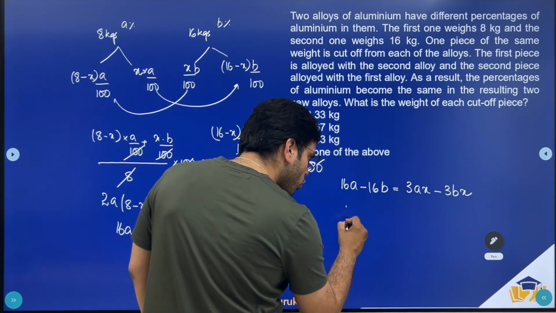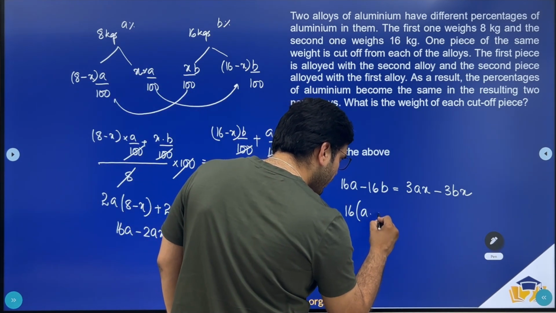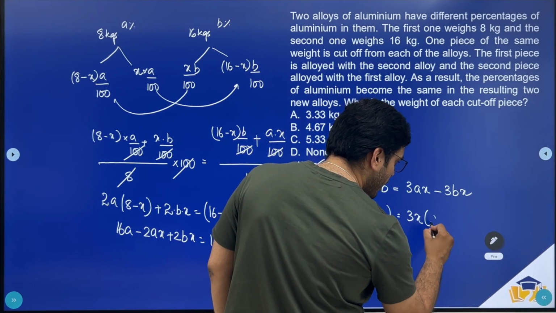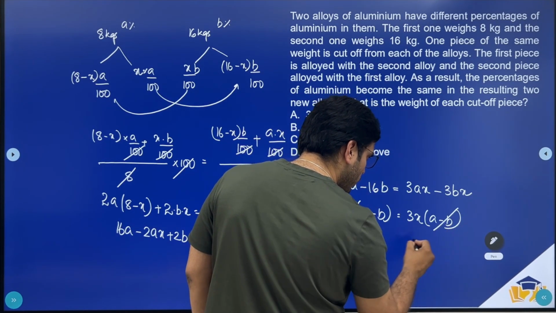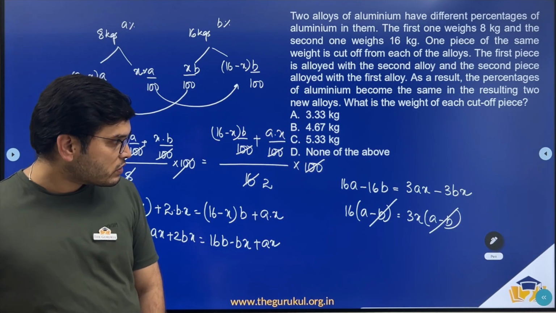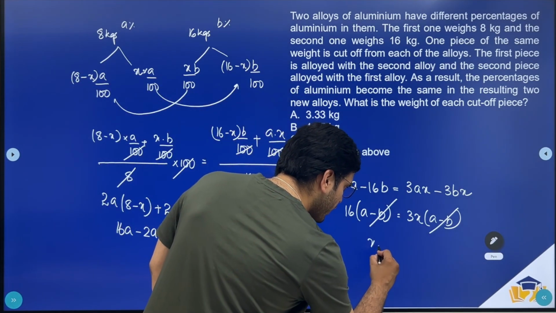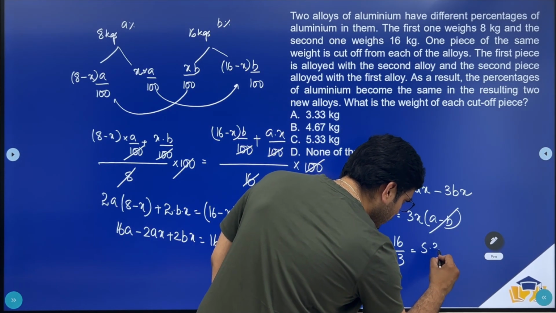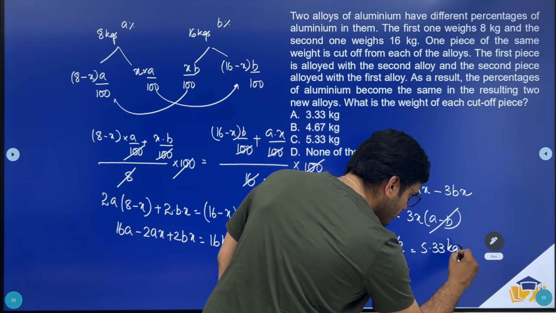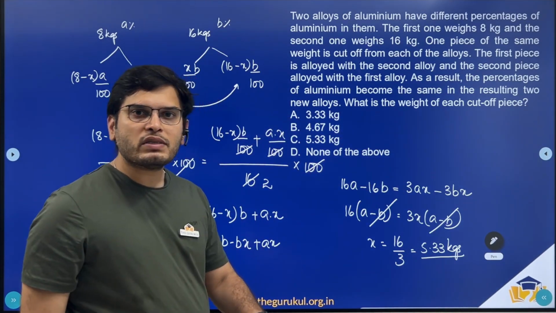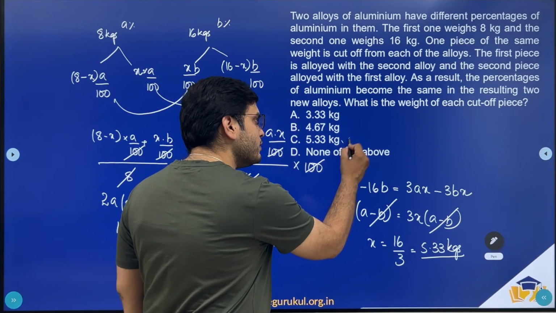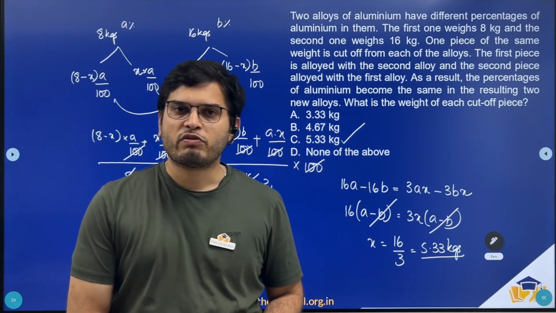Now I can take 16 common. If I take 16 common, you will be having a minus b, and here I can take 3x common, then you will have a minus b. Now let me cancel a minus b on both sides. So what is the value of x? 16 by 3, which is nothing but 5.33 kgs. So the piece that was cut from both the parts should be 5.33 kgs, hence C should be the answer to this question.